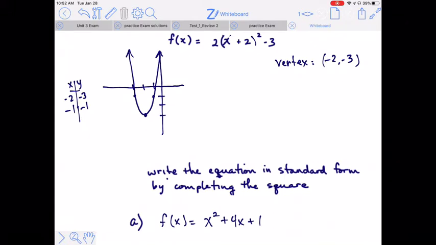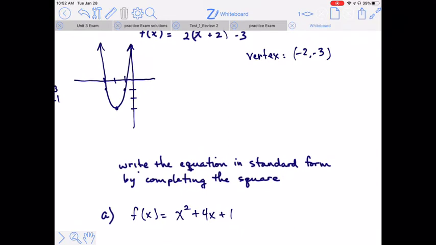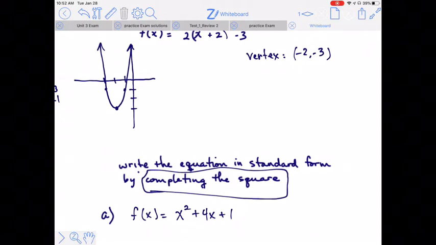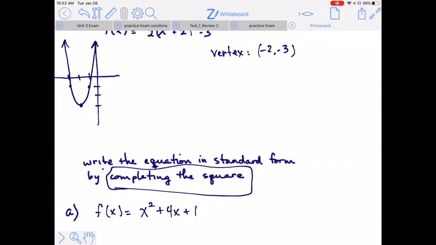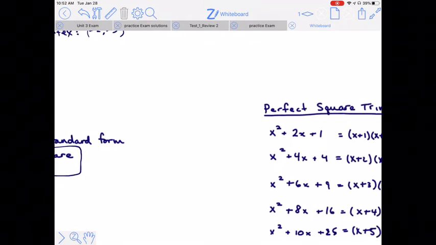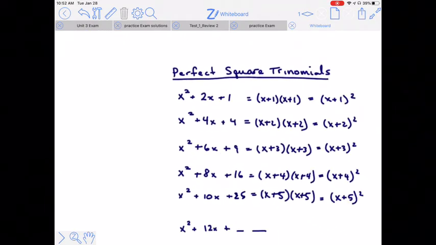So the technique is called completing the square. This technique I'm sure you have heard. You may not remember it, so the basis of this technique is being familiar with what's called perfect square trinomials.